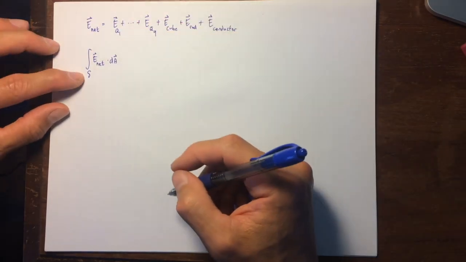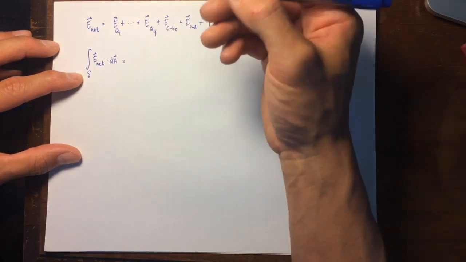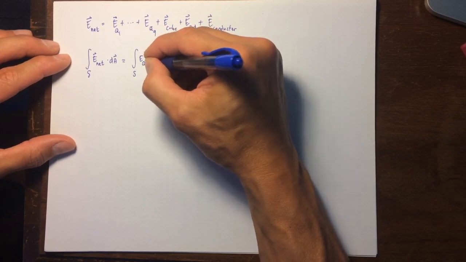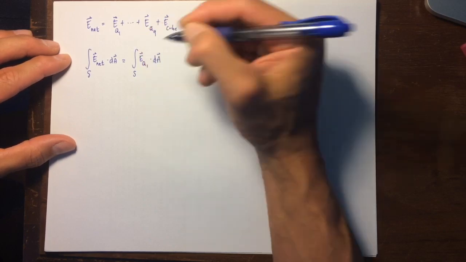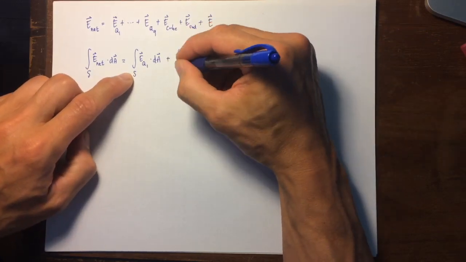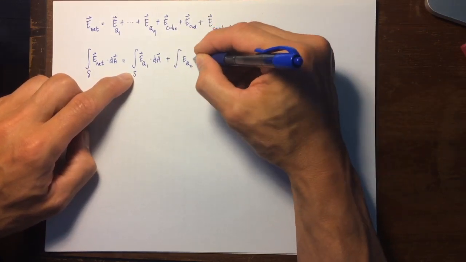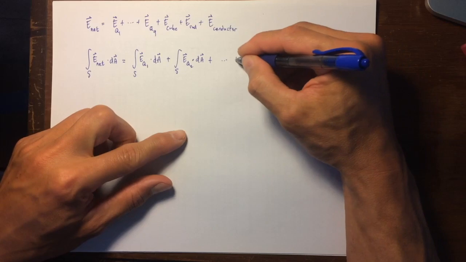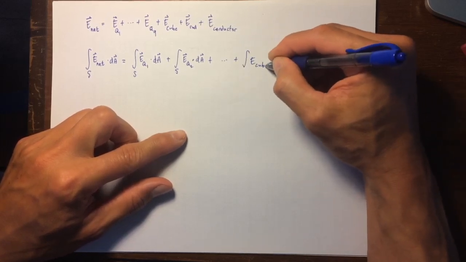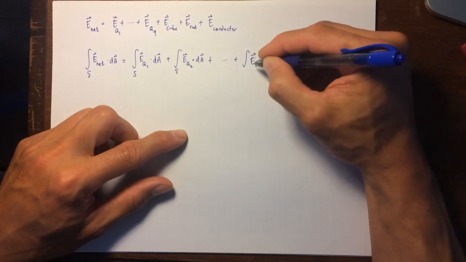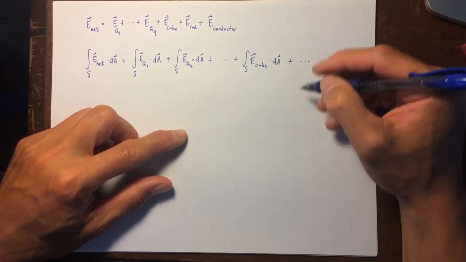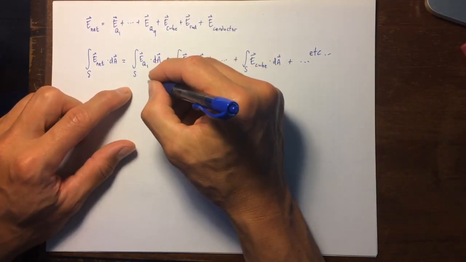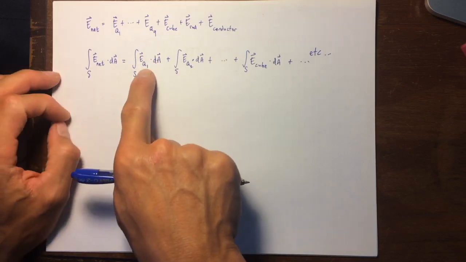So I integrate over the surface S, arbitrary surface, and really it's the same thing as the integral of Q1's flux through S plus the integral of Q2's flux through the same S plus dot dot dot the integral of the cube's electric field through S plus, right, etc. That is, I can consider just the flux of electric field due to the individual charges, like this.